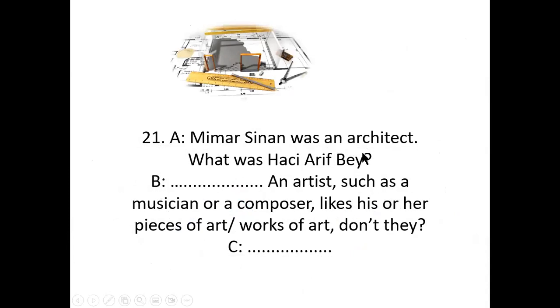21A. Mimar Sinan was an architect. What was Hacı Arif Bey? Hacı Arif Bey was a composer. Hacı Arif Bey was a musician. Yes. An artist, such as a musician or a composer, likes his or her pieces of art or works of art, don't they? Of course, they really like their pieces of work. They are like their children. They say like this. Okay.